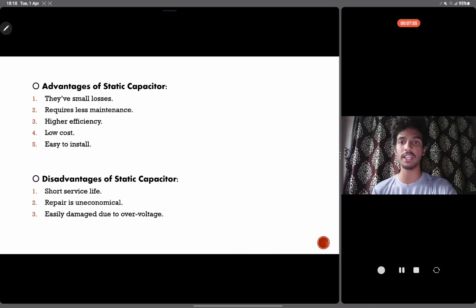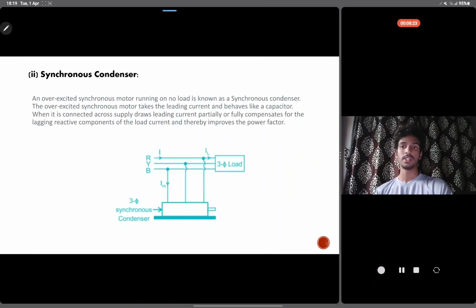The advantages of static capacitor are they have small losses, where the energy loss is very minor or negligible, requires less maintenance, higher efficiency, low cost, and easy to install. Coming to disadvantages of static capacitor: short service life, it is uneconomical for repairing work, and easily damaged due to overload voltage. The second method is synchronous condenser.